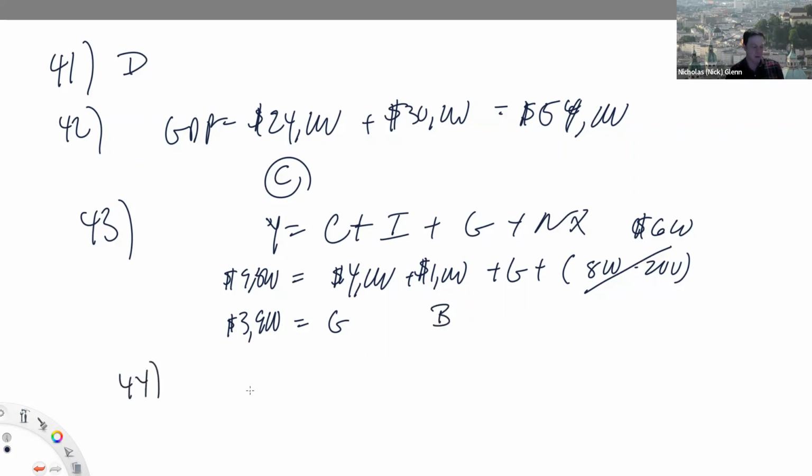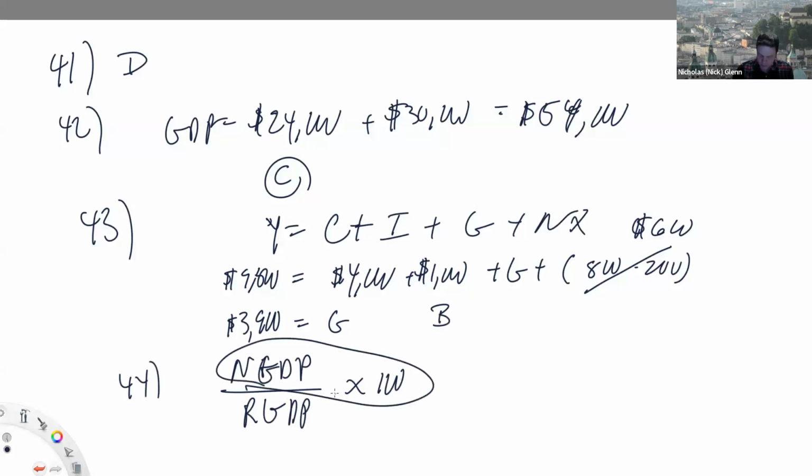44, the GDP deflator. Well, that's just nominal GDP divided by real GDP, times 100. Or you can write it as in the problem, nominal GDP times 100 divided by real GDP. 45, negative net exports means that you're importing more than you're exporting. So you're buying more goods from other countries than you're selling to these other countries. So that's going to be B.